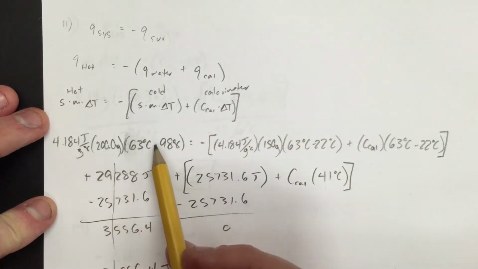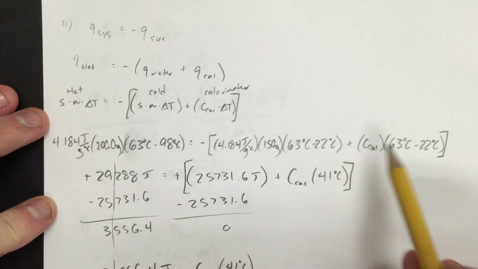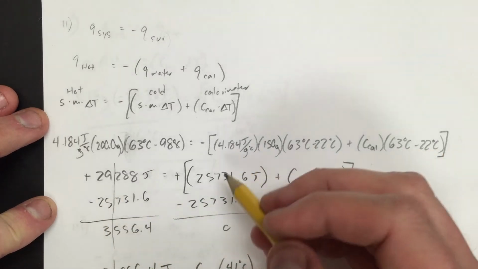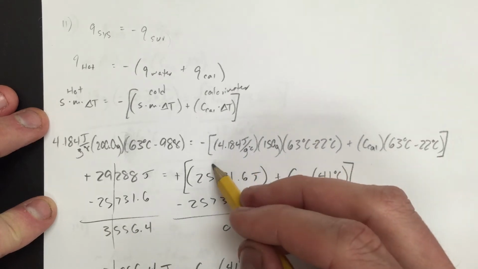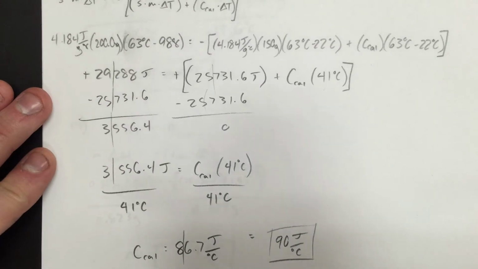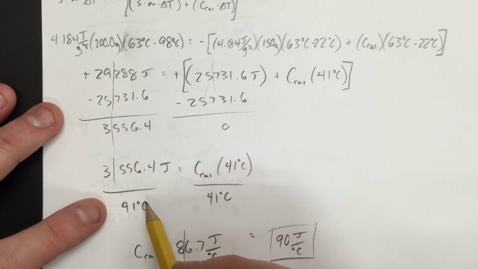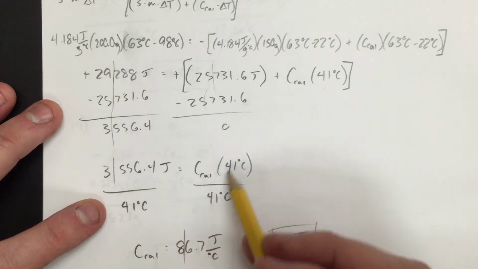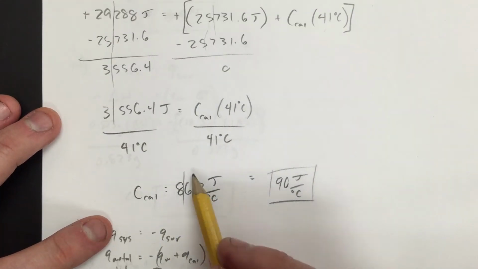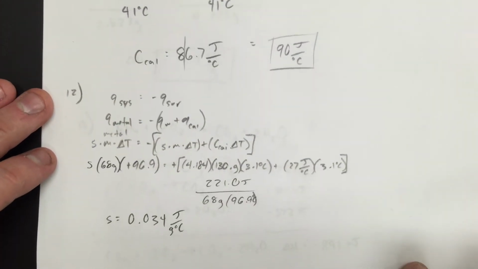So we got SmΔT for the hot minus SmΔT for the cold, and CΔT for the calorimeter. We solve for both. This one has 2 sig figs as well. So when we subtract, though, we get down to 1 sig fig, and we divide that 1 sig fig by the temperature change. So we get 86.7 joules per degree C. Rounded to 1 sig fig, that is 90 joules per degree C. Then number 12.